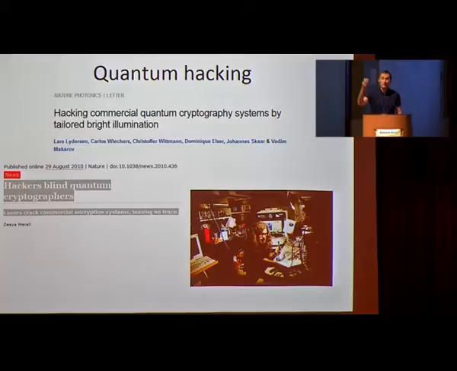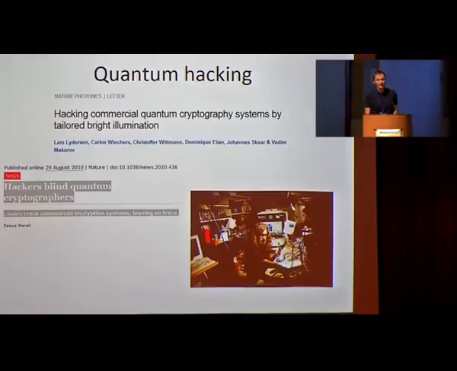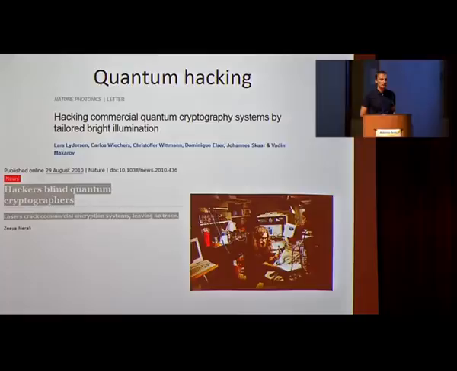There are companies that sell you quantum cryptography. But some years ago, there was a group of researchers led by Vadim Makarov, who really looks like the quantum hacker. They went to the company, bought a quantum cryptography product, and hacked the product. Of course, it got some attention, and it was published in Nature Photonics, in good journals, and people were interested.